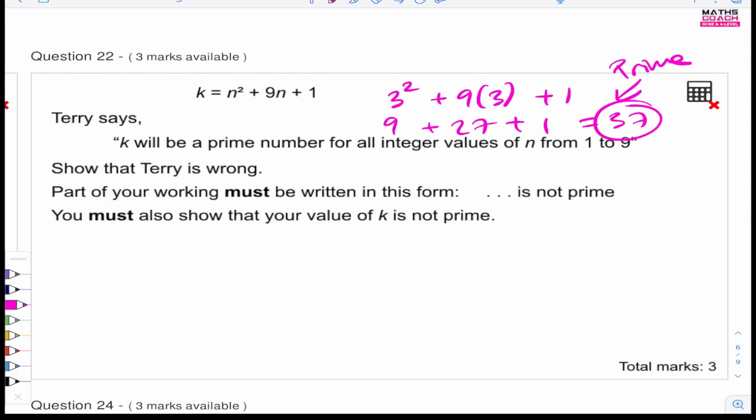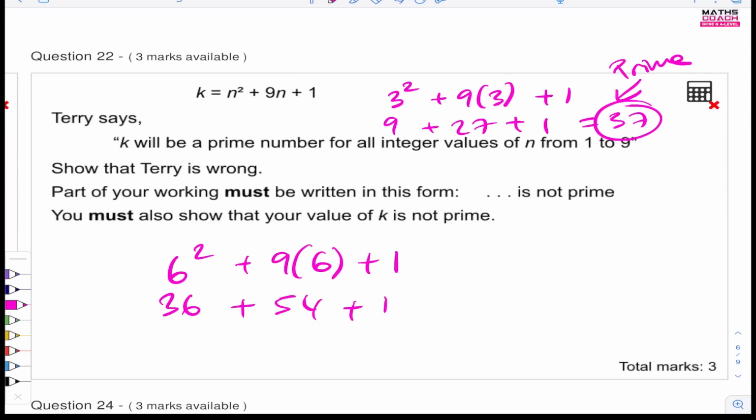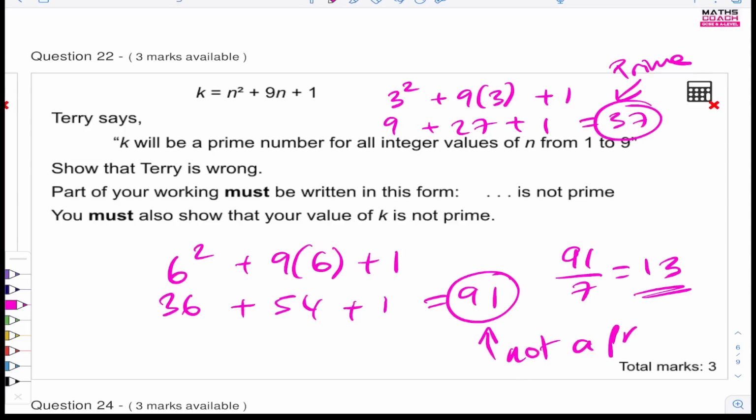Now, if we try 6, so let's put 6 in here. So 6 will go here and here. So 6 squared plus 9 times 6 plus 1. So 6 squared is 36. 9 times 6 is 54 plus the 1. So 36 plus 54 plus 1, and that gives us 91. Now 91 is not a prime number because you can divide 91 by 7, which gives you 13, and therefore not a prime. And that's why Terry is wrong.